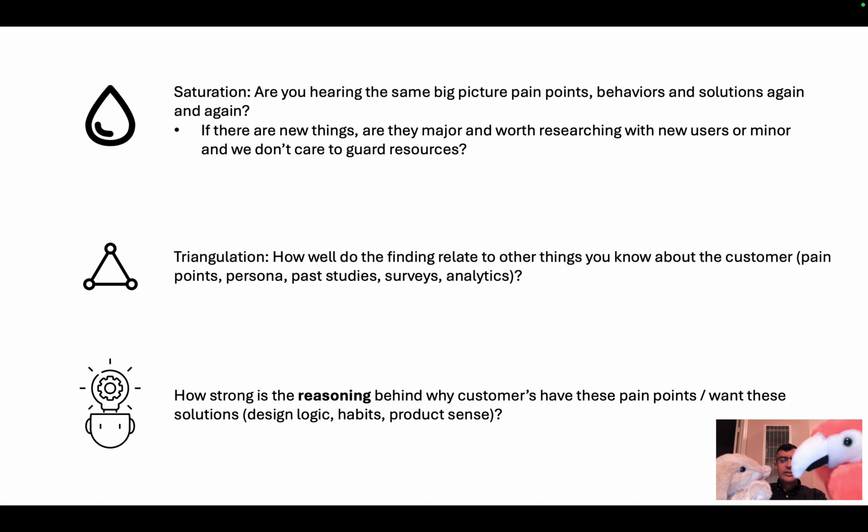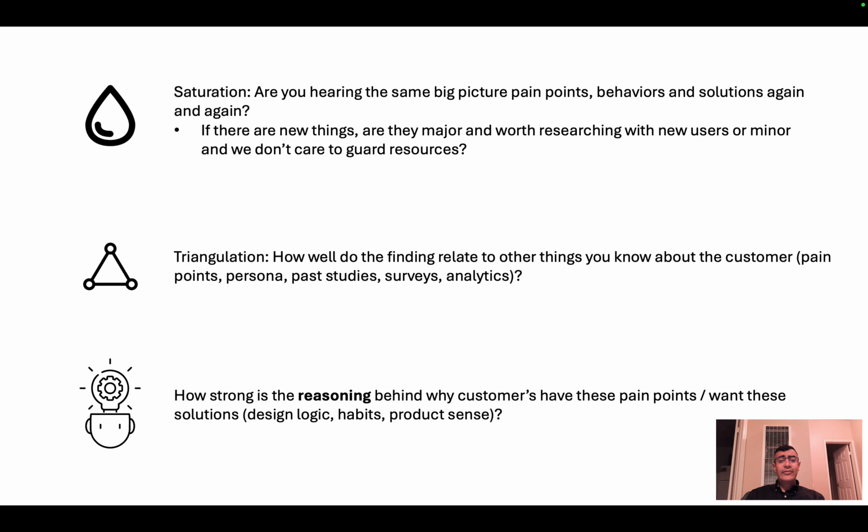Are there any other principles to keep in mind when determining the sample size for my AI agentic birdseed device product desire study? I think saturation and triangulation are principles, but can you help me with the others? Sure, Mr. User Researcher Bunny. First we have, as you mentioned, saturation. Are you hearing the same big picture pain points, behaviors, and solutions again and again? If there are new things, are they major and worth researching with new users, or minor and we don't care in order to guard resources and time?